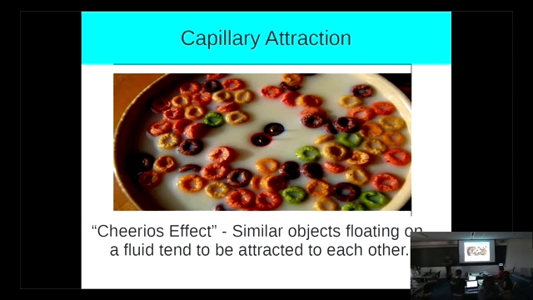But then here we have these wax-coated, I guess, push pins, which have different wetting properties. So they're attracted to each other, but they're repelled by the Cheerios.